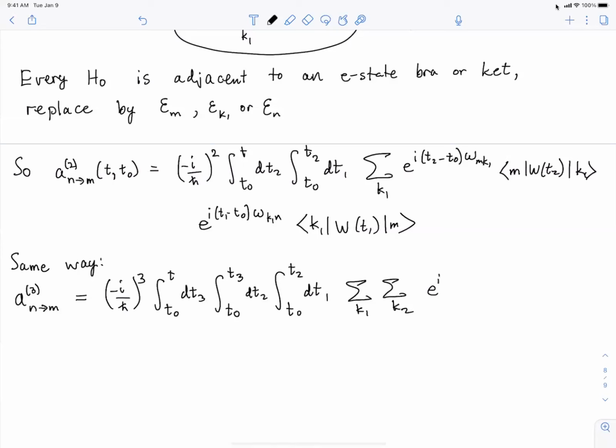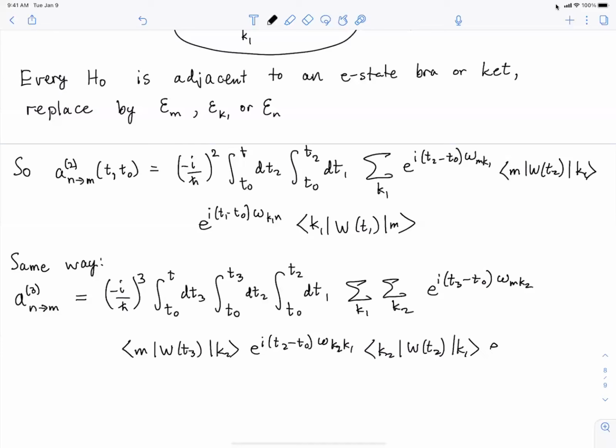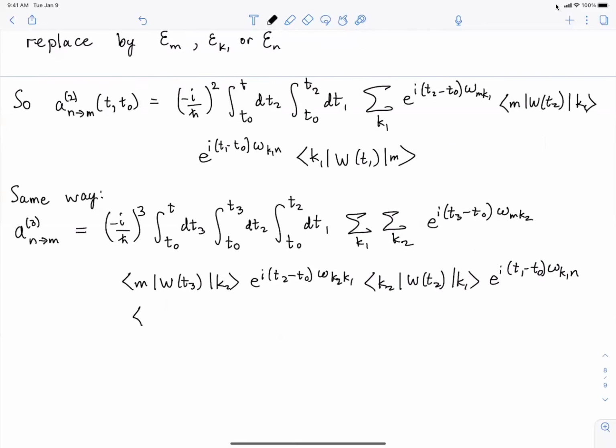Okay, and then I have a bunch of phase factors. So e to the i T3 minus T0 omega M K2, matrix element M W T3 K2. Another phase factor here, T2 minus T0 omega K2 K1. Another matrix element, K2 W T2 K1. Another phase factor, e to the i T1 minus T0 omega K1 N. And finally, the last matrix element, K1 W T1 N.